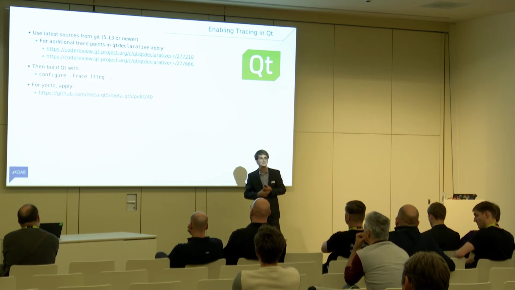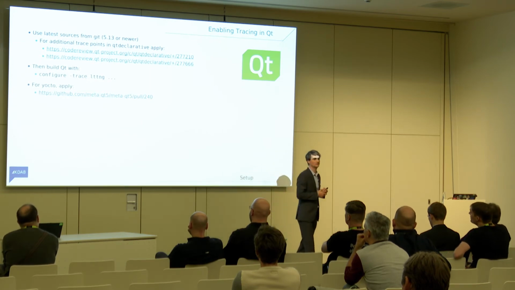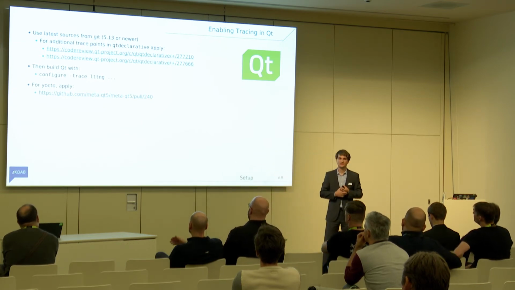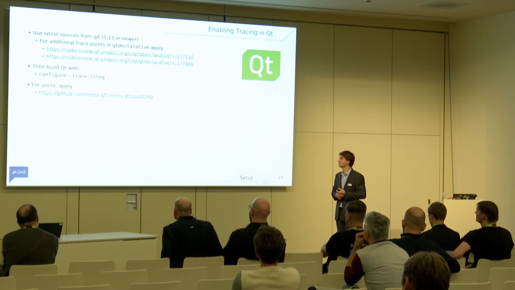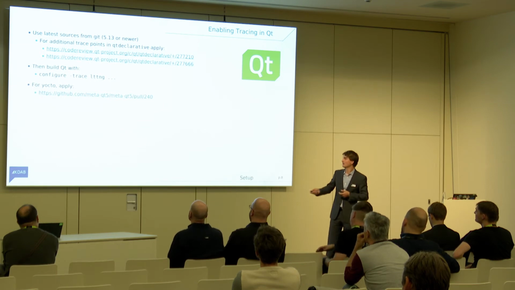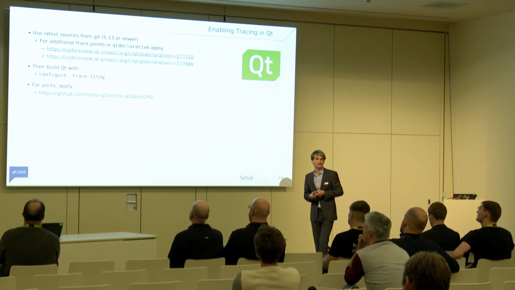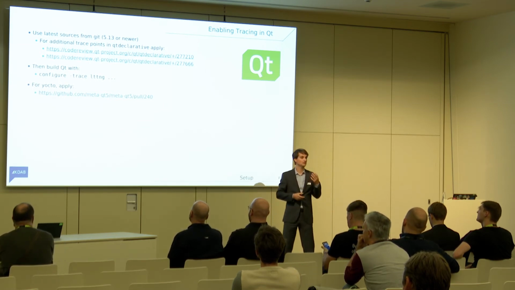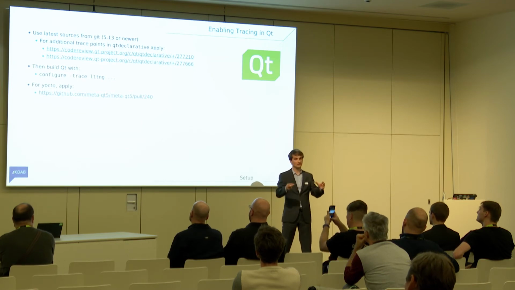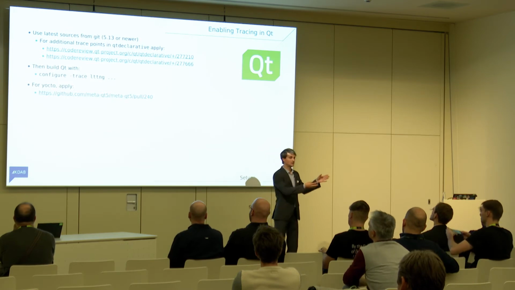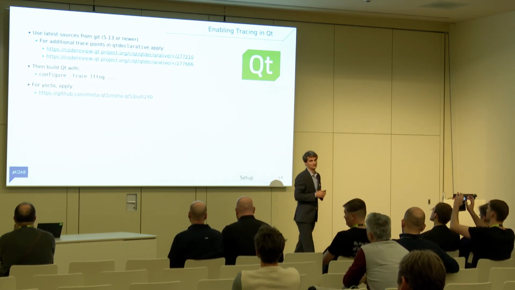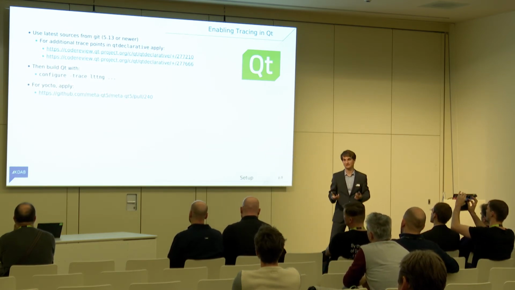I think the first stuff got merged for 5.12. It started to become really useful only recently, I guess. 5.13 is something that you should be using. But then you can just run configure -trace lttng, and you will get UST trace points within Qt at strategic positions. So now you can take that Qt, push it to your embedded device, and start using LTTng.